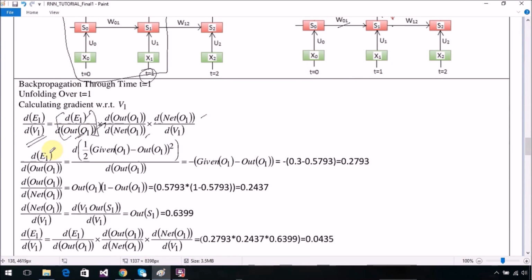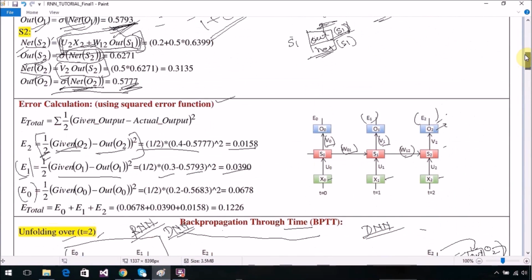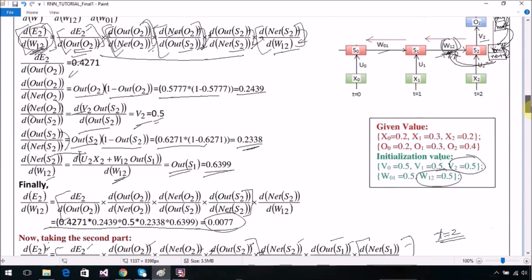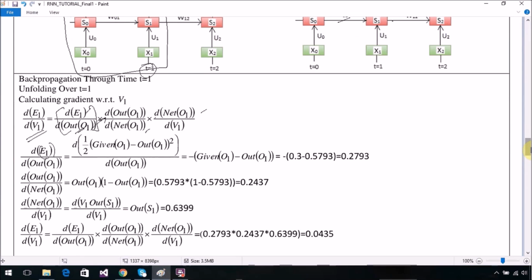Our value of E1 is already calculated earlier and it is given here. E1 is equal to half into given O1 minus out O1 whole square. We'll copy this value for calculation purposes here and take the differentiation with respect to out O1. It will be equal to this value, and just by putting the values we can get this result.